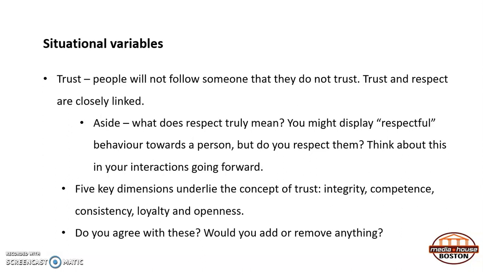Next is situational variables, and there are many, many different situational variables that are involved. First of all, trust. I come back to trust, honesty, integrity quite often. And in terms of being a leader, if your followers do not trust you, they are not going to follow you. Trust and respect are very, very closely linked. If I can't believe you, if I can't trust you, I am less likely to respect you in the true sense.